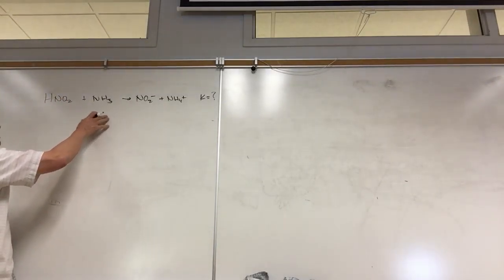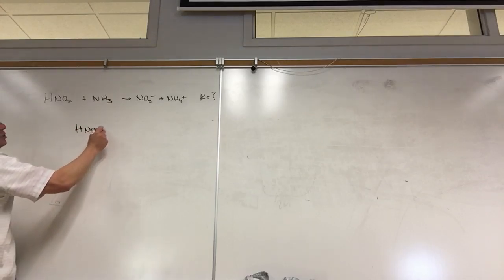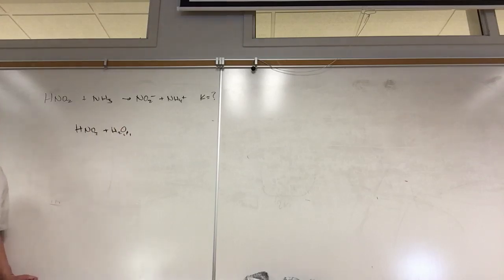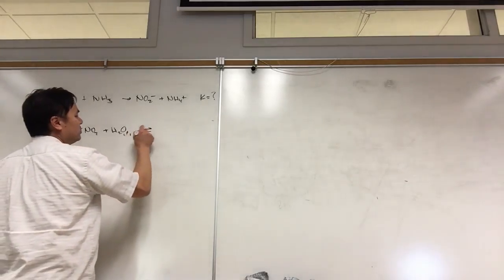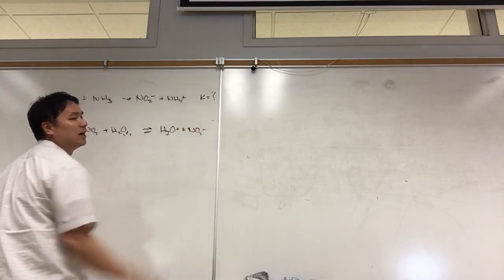And so we'll try to get this. This is going to be our net reaction. One thing we might try to do is take HNO2 plus water. This is called the Ka or pKa reaction for HNO2. This is going to yield hydronium plus nitrite.